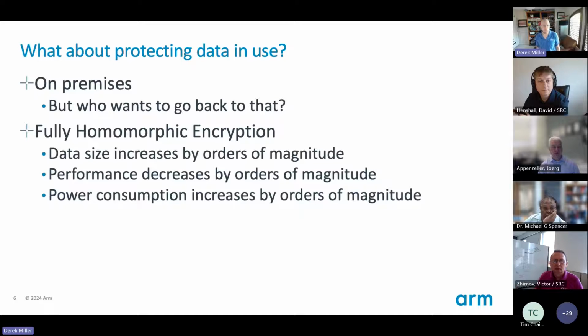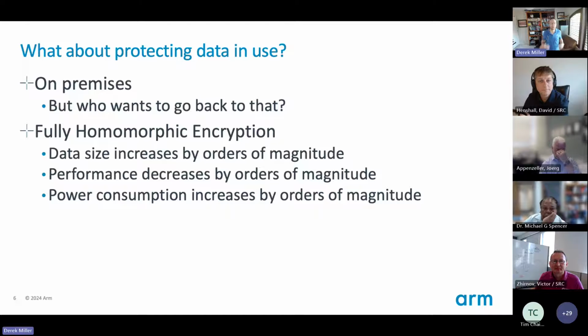What we could do is keep everything on premise, so we own the computers that we were running our workloads on. But who really wants to go back to that? Well, I think maybe HP, but there's a lot of companies that might. But in general, the cloud environment and edge environments are here to stay. So how can we make sure that we trust them?